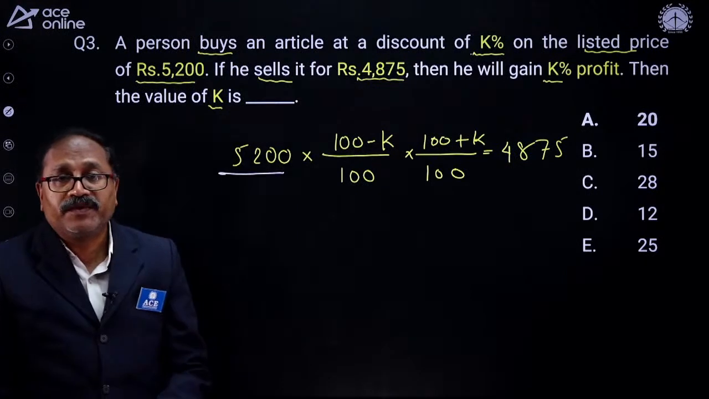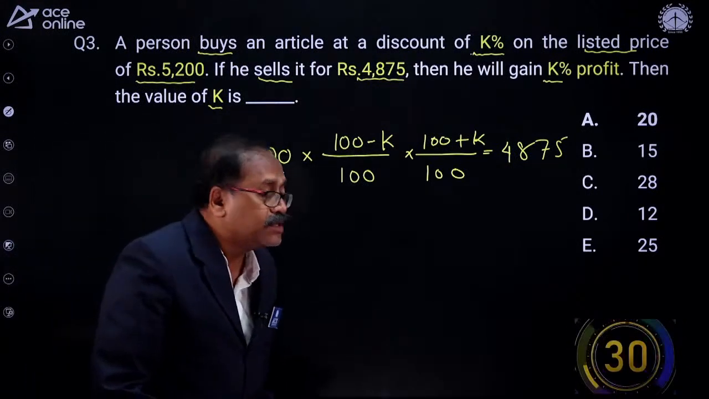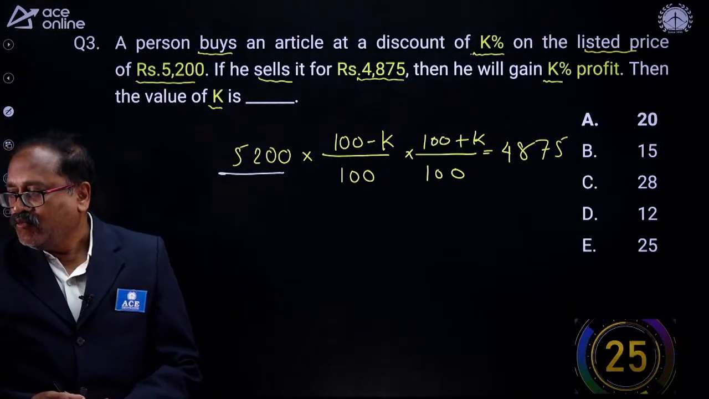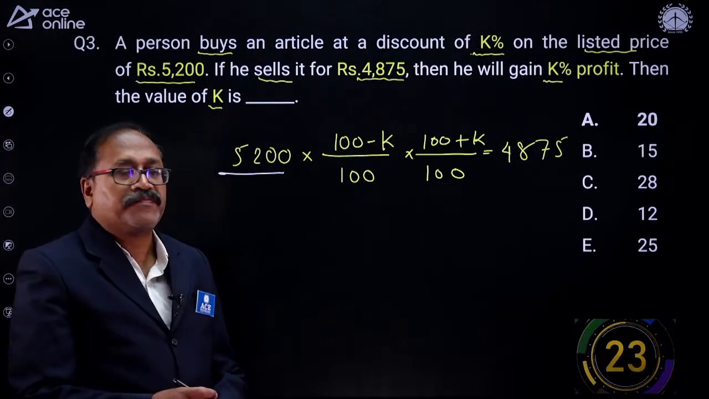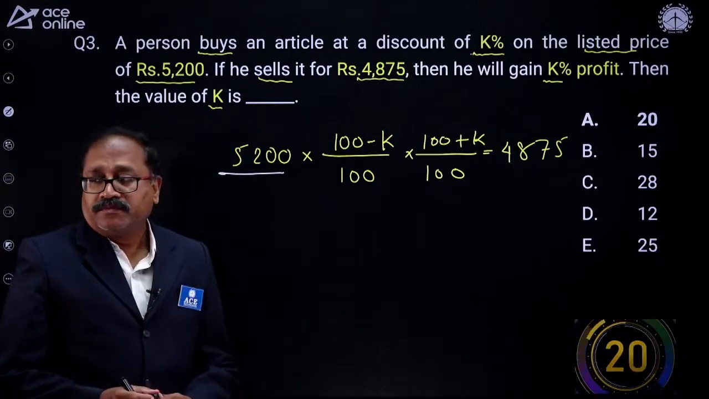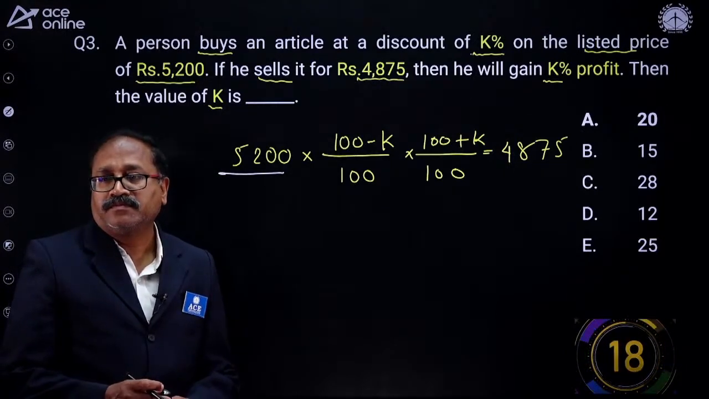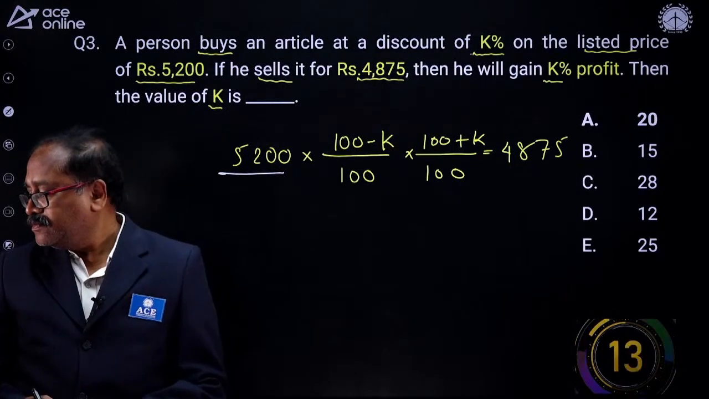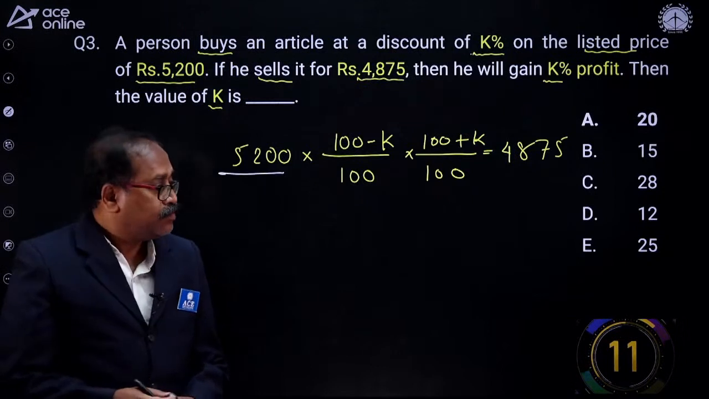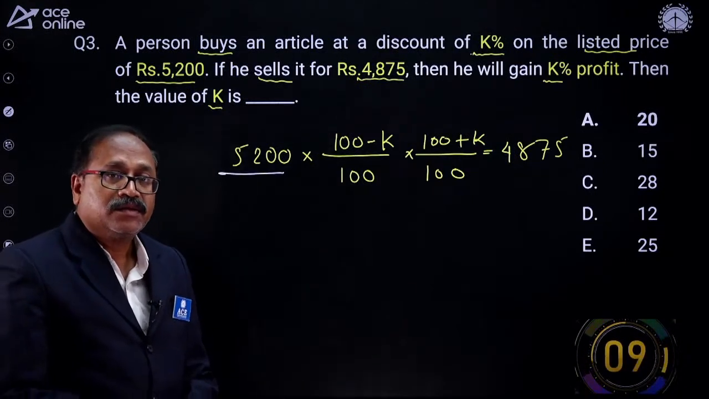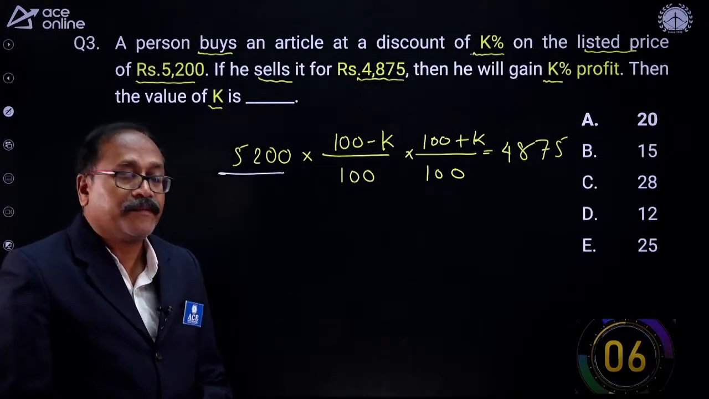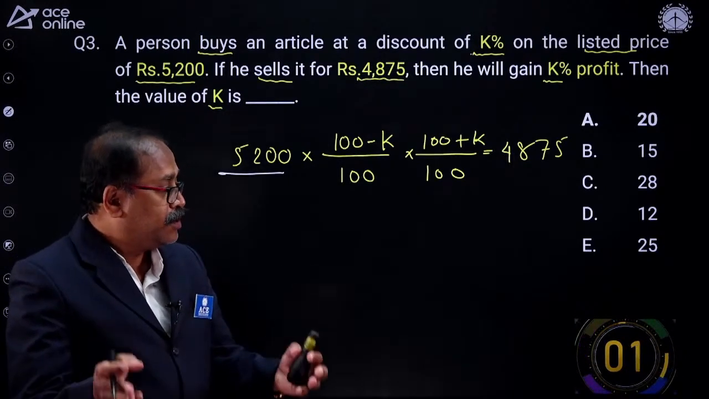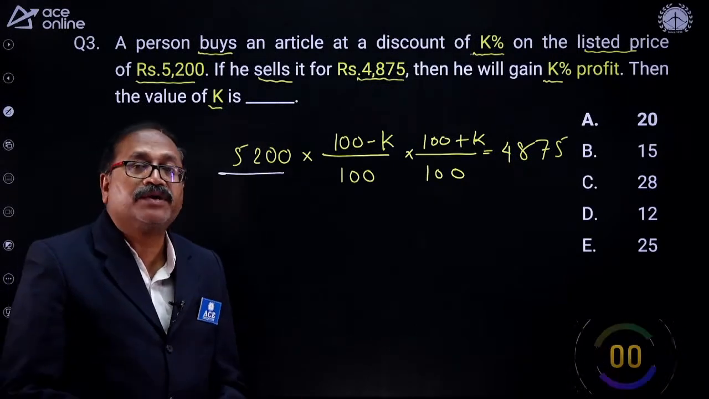Will you please try, my friend? I will give you 30 seconds for this. Please try this. Once 30 seconds is over, I will answer this question. 4 more seconds you have. 3, 2, and time up.